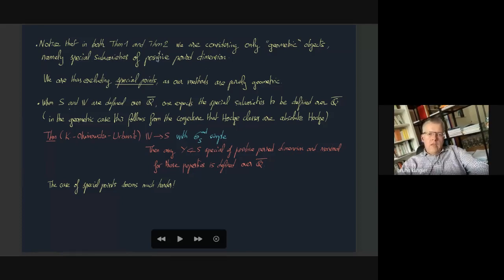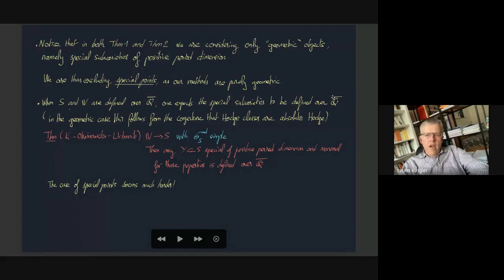So as I said, we say nothing about special points, but let's turn now to the case where S and the variation are both defined over Q bar. For instance, suppose that you start from a family of algebraic varieties defined over Q bar, not only over C. Then the same heuristic that says the special subvarieties should be algebraic would tell you that not only should they be algebraic, but they should be defined over Q bar.